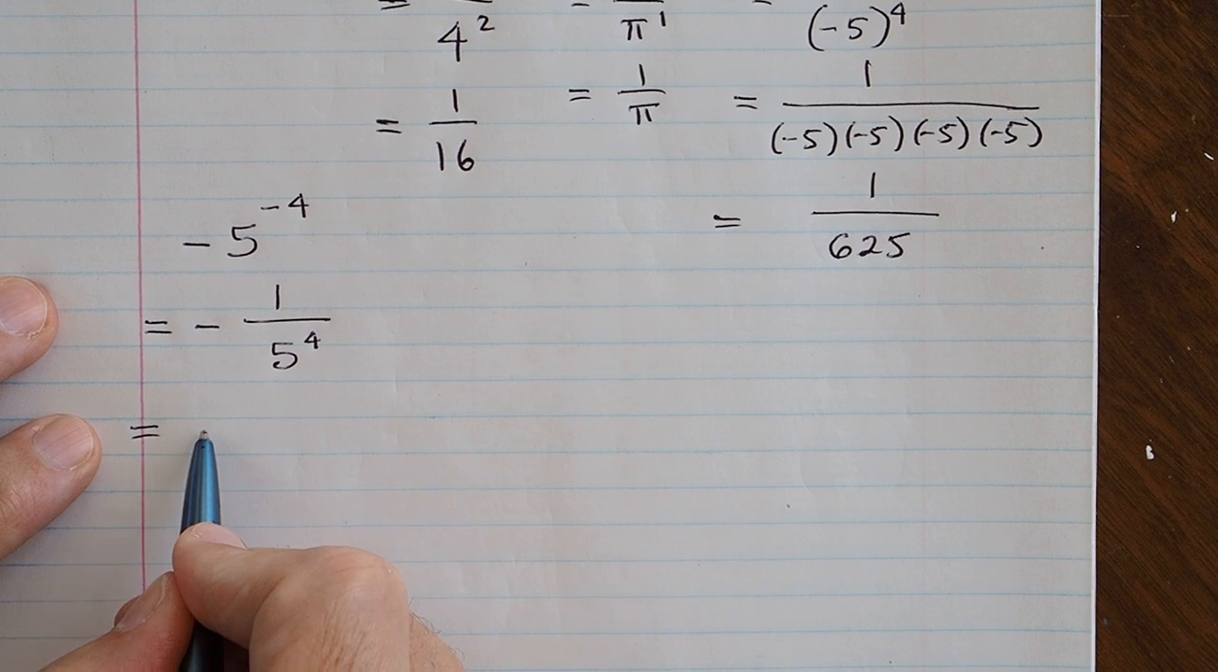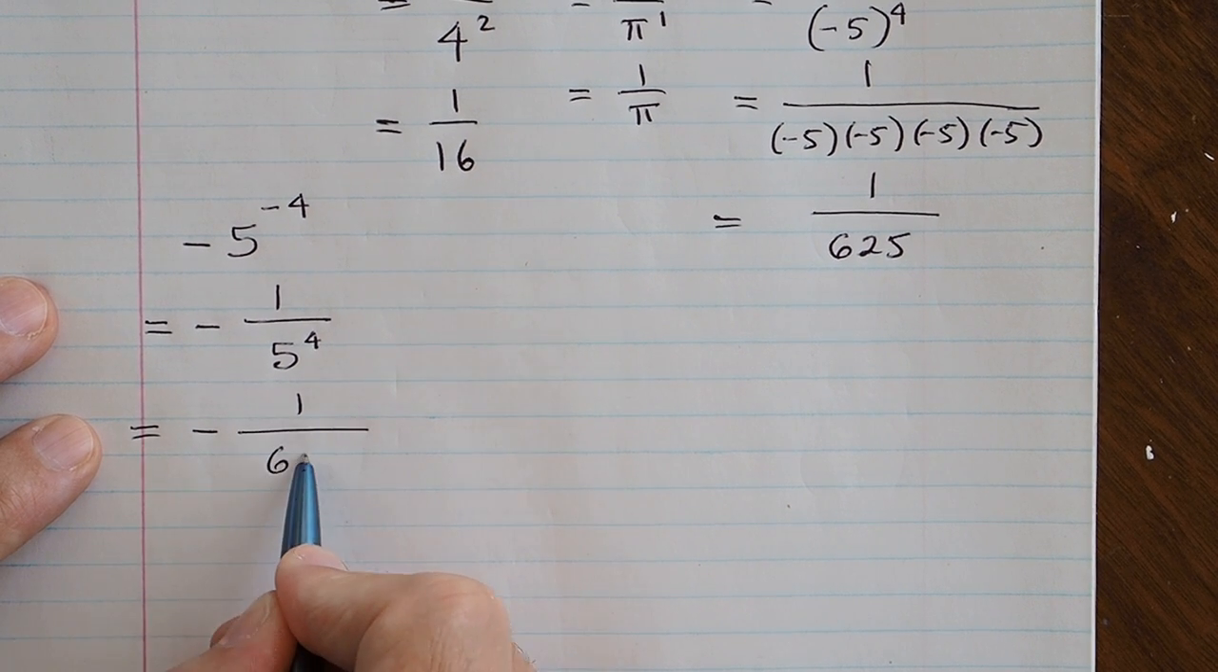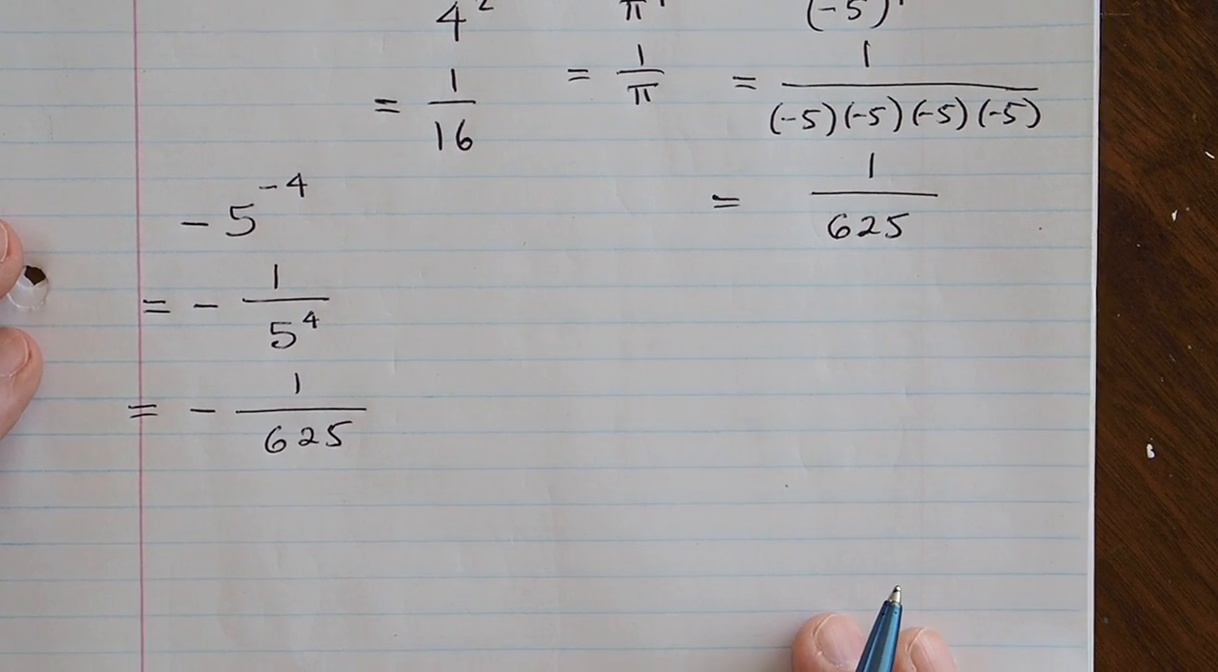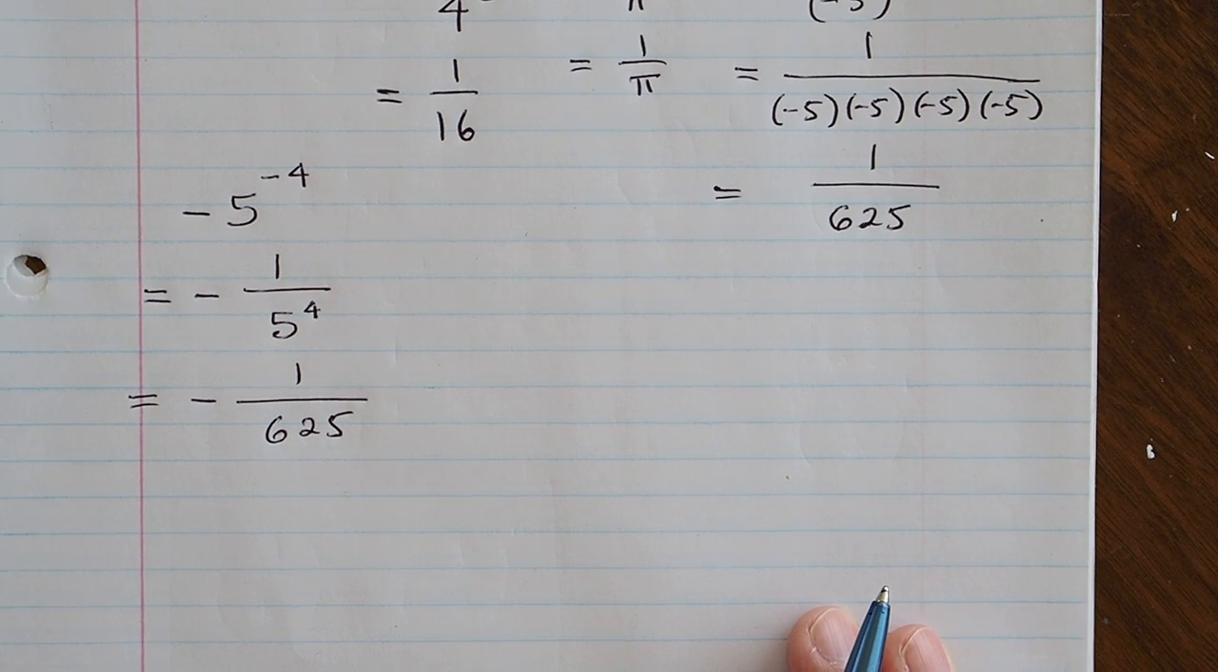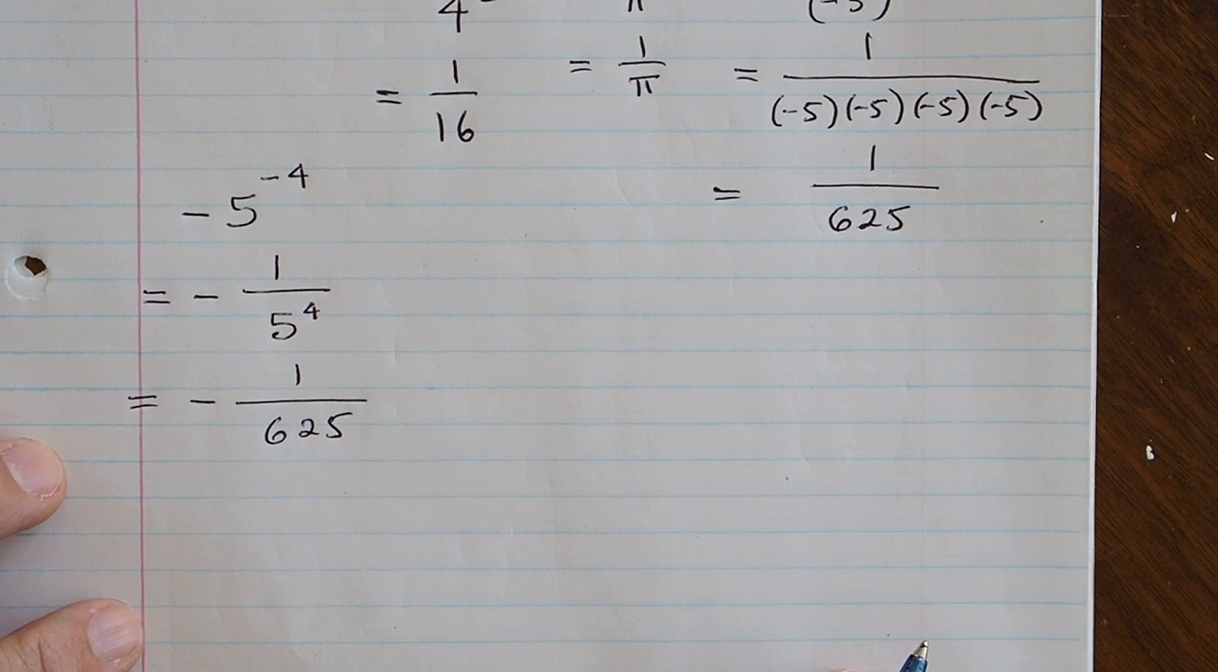And then, as we've seen in the last question, 5 to the 4th is 625. And that would be your answer. So this time we got a negative answer. So that contrast between the last two examples is a very important one.